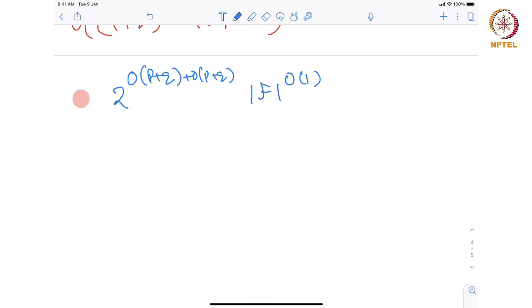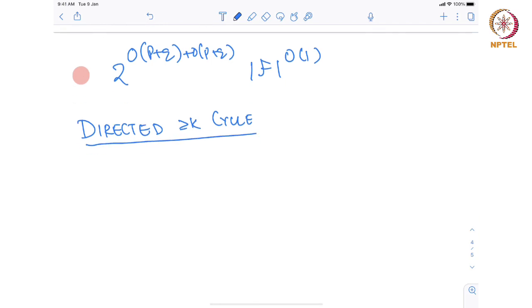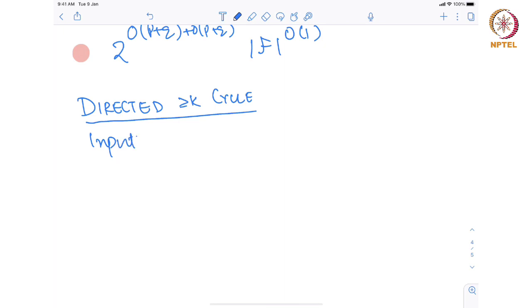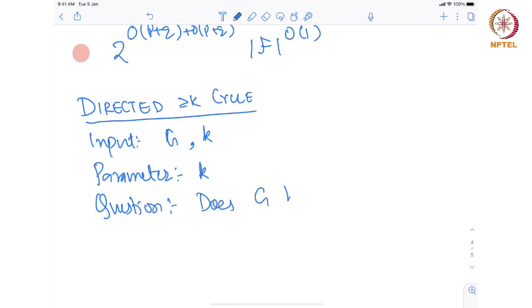So, let us try to understand what is directed k cycle. Input is going to consist of a directed graph G and a positive integer k, the parameter is going to be k, and the question is: does G have a directed cycle of length at least k?